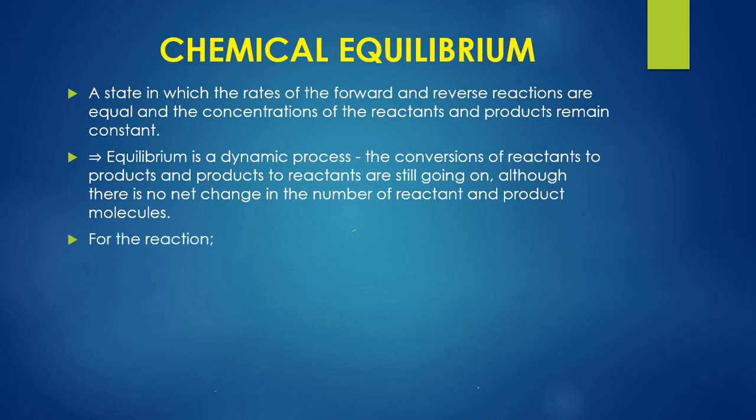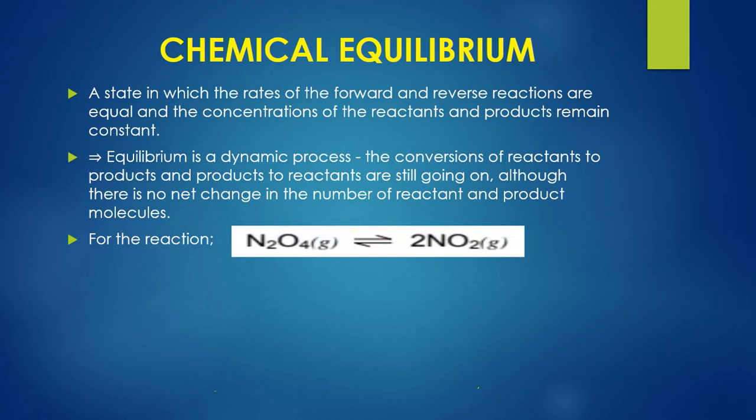For example, you're having this reaction here. This is nitrogen tetraoxide decreasing with time in order to form nitrogen dioxide. And then in between, you are seeing this symbol here. This symbol means this reaction is reversible, so either side is possible.